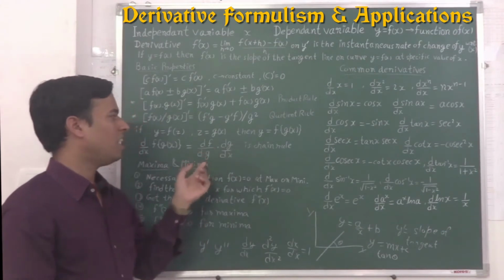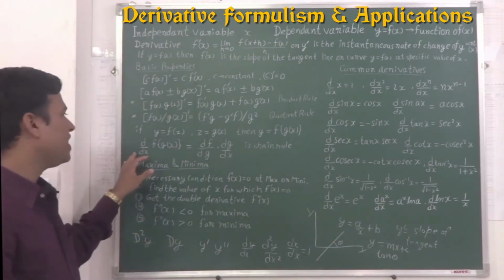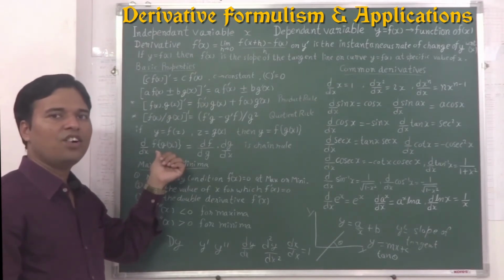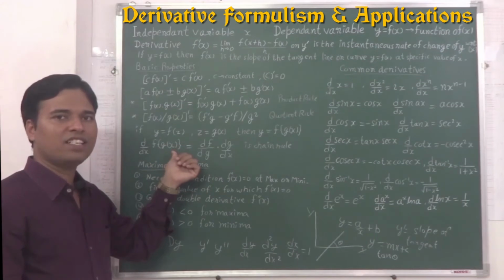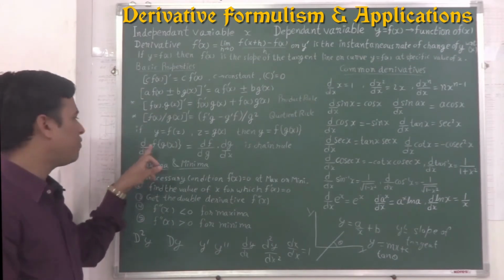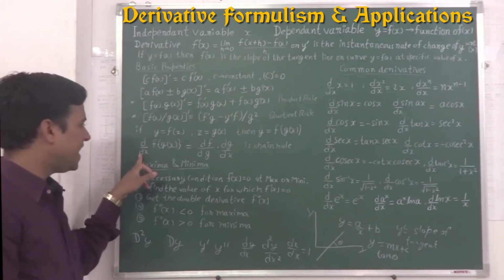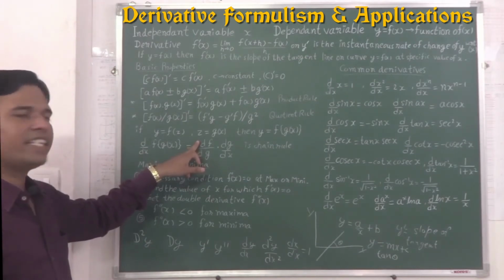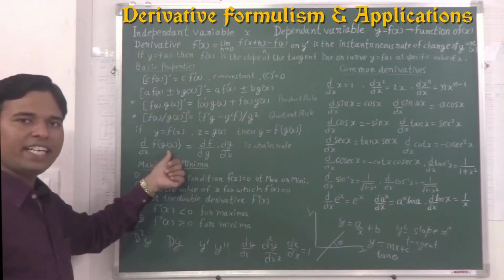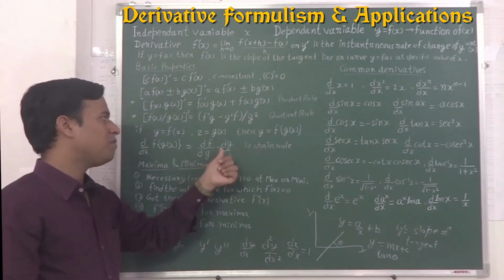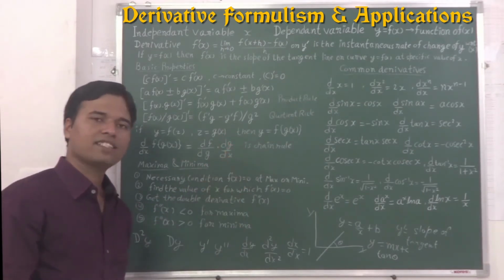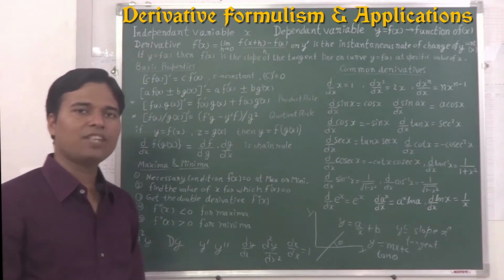The last formula in these relations is this: if a function f is a function of another dependent function g of x, in that condition the first derivative of f with respect to x can be calculated by the first derivative df upon dg with respect to the dependent function g, multiplied with the derivative of the dependent function g with respect to x. It is called the chain rule.